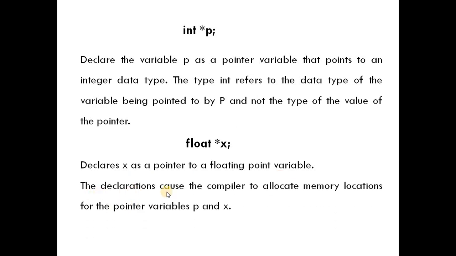The declarations cause the compiler to allocate memory locations for the pointer variables p and x. In both of these examples, the compiler will allocate memory for x and p also. These memory locations are not going to store regular values, but they are going to store addresses. A pointer is a variable that stores the address of another variable. So this is how we declare a pointer variable.